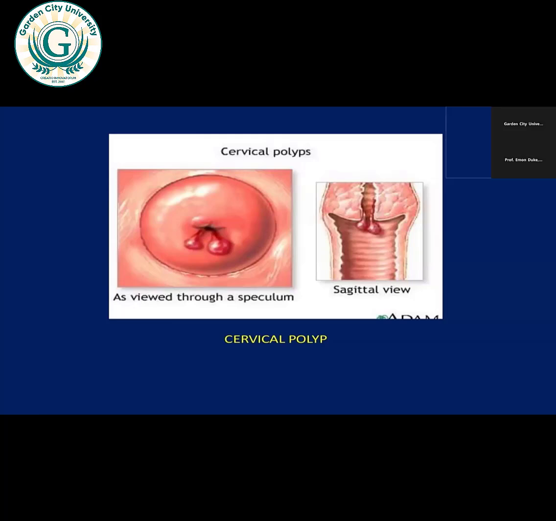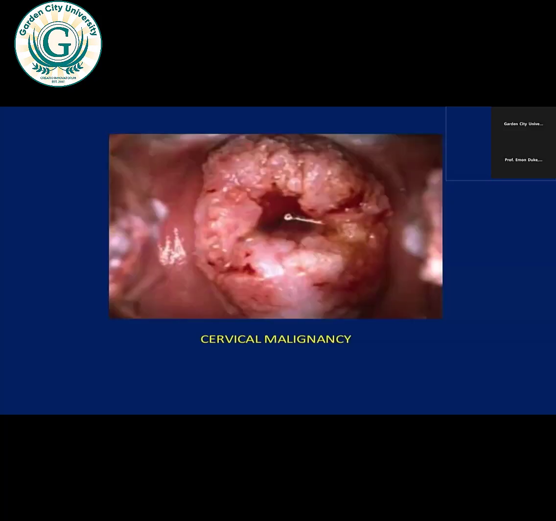What we are looking at now is the cervical polyps. This is the sagittal view of the polyps. You can see the polyps hanging there with a little thread, very tiny thread. And looking at this, the picture must have been well magnified. This one here is malignancy. You can see how it looks. Malignancy, associated also in pregnancy.